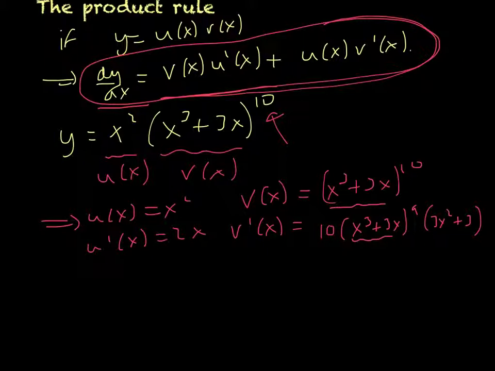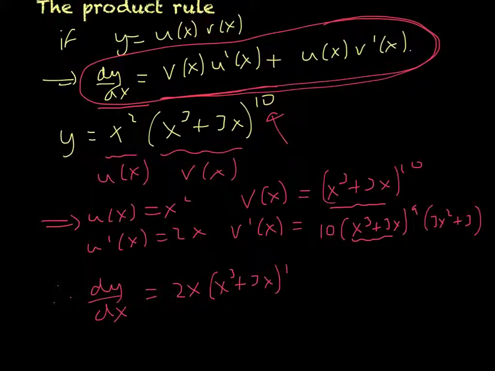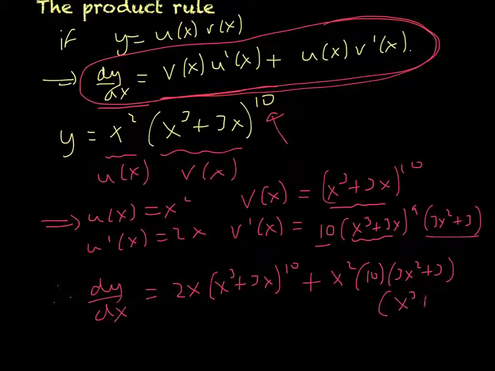So I get 10x to the power of 9, and then the x in the middle differentiates to 3x squared plus 3. Therefore, dy by dx, just following my recipe, I have v, which is here, u dash, which is here. So I've got v u dash: 2x, x cubed plus 3x all to the 10, plus, and then we've got our u v dash. So u is x squared. We have 10 lots of 3x squared plus 3 from here, and then we've got our x cubed plus 3x to the 9 there. And that's finished.